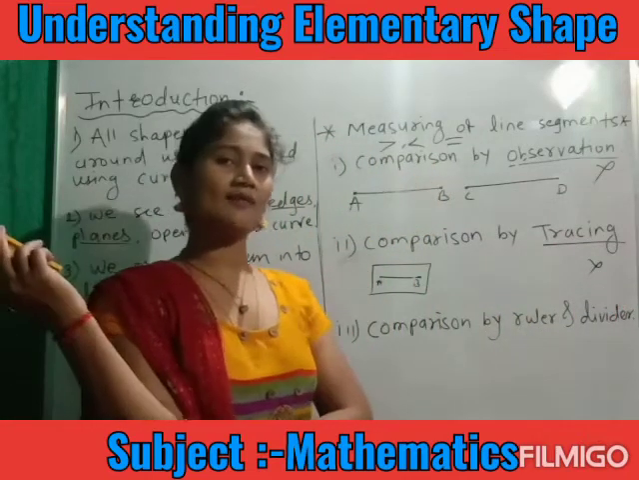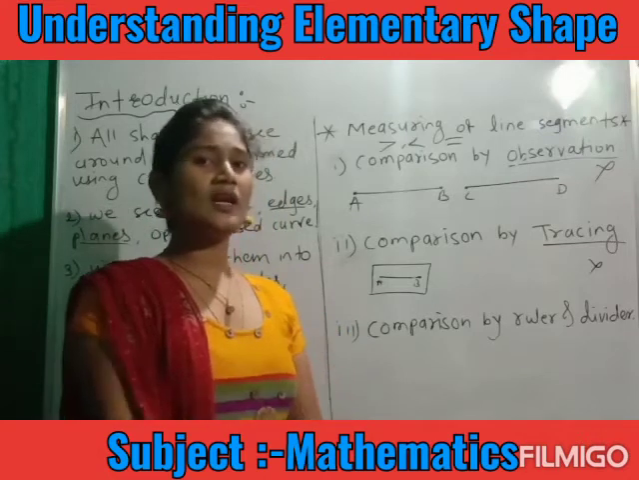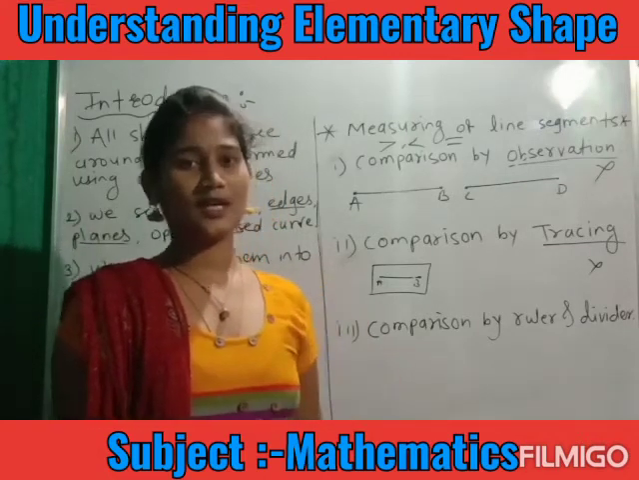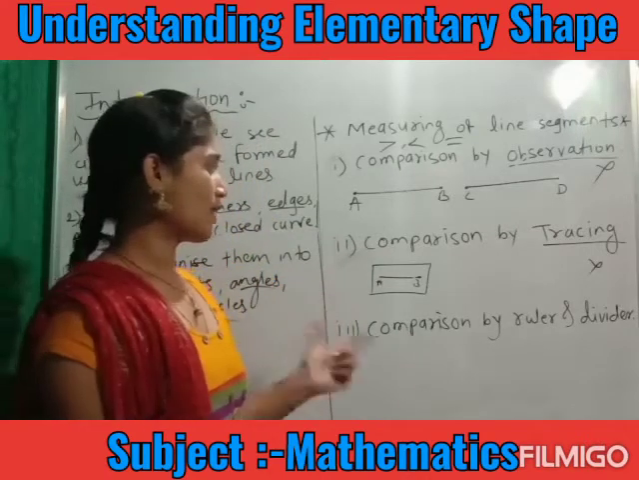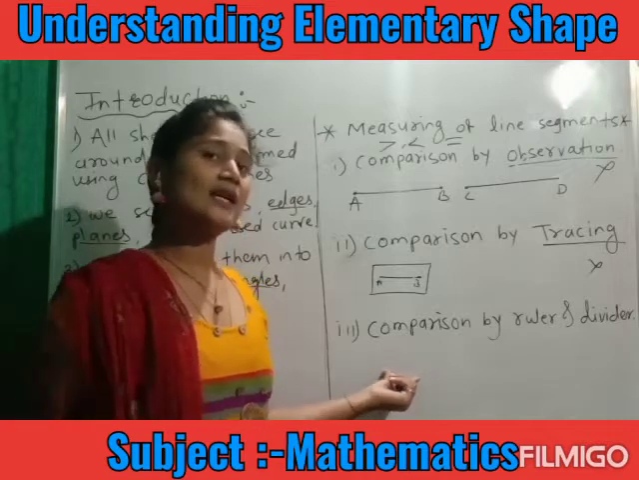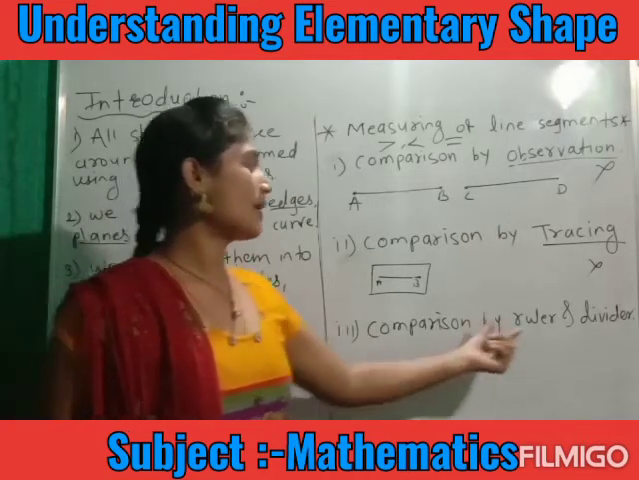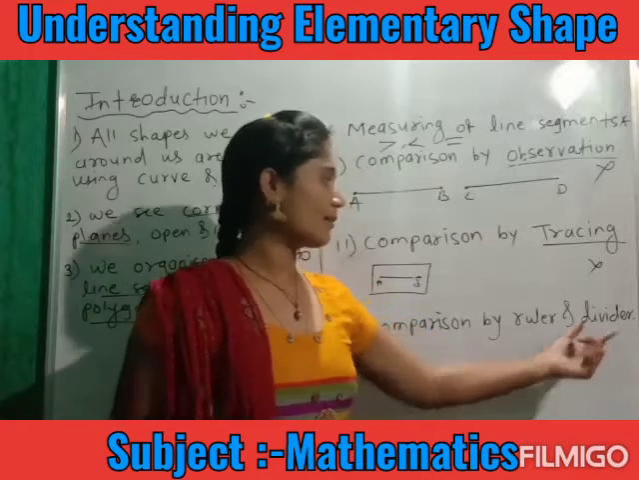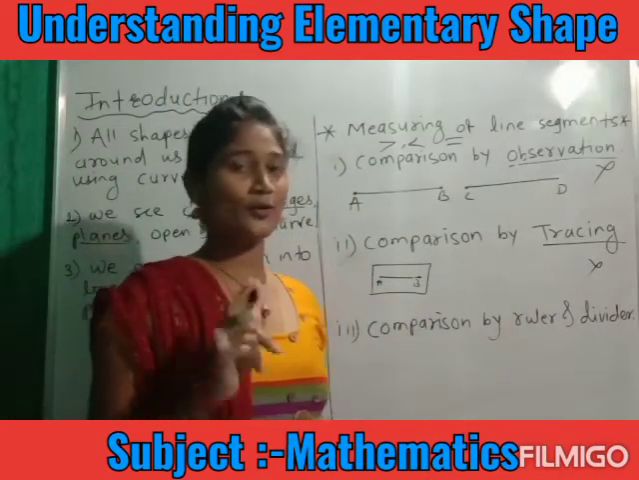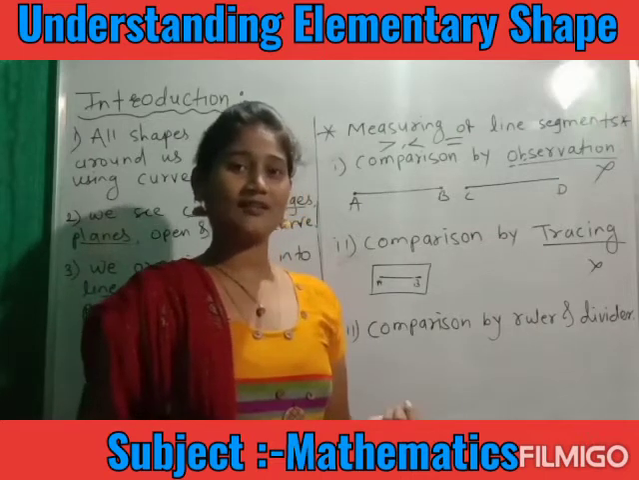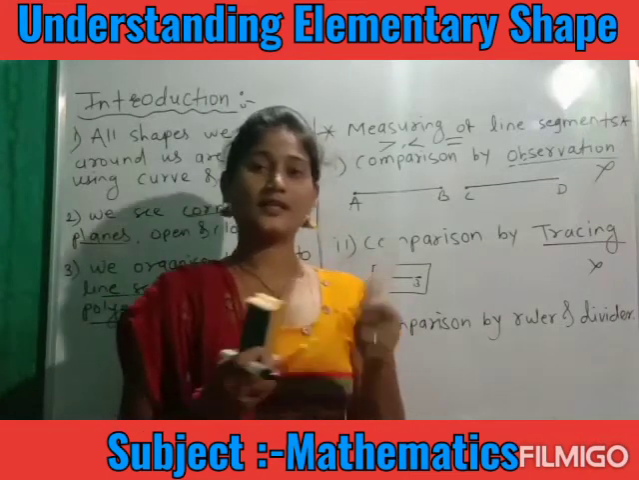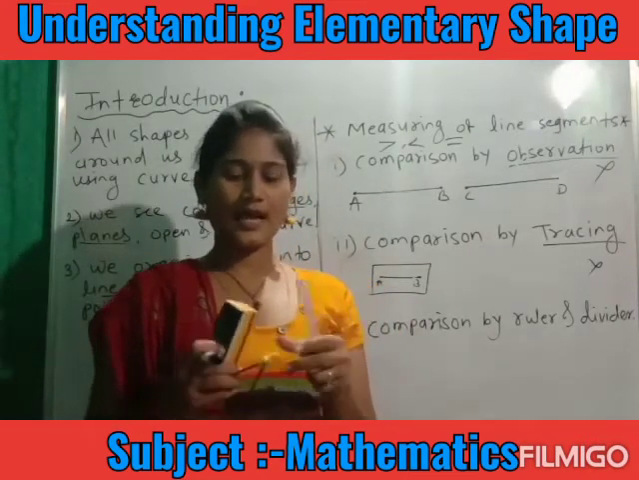It can work, but how much? Only 50%, or we can say 60%, but not 100%. And for that purpose, we are going to move to the third type of comparison. This third type of comparison is comparison by ruler and divider. I already told you which is the ruler and which is the divider. Here this is the ruler, means scale, and this is the divider.